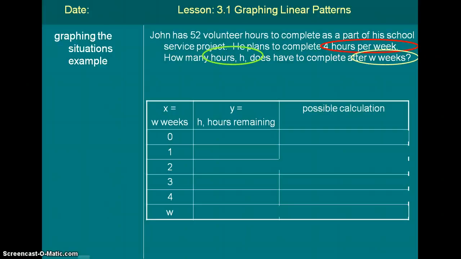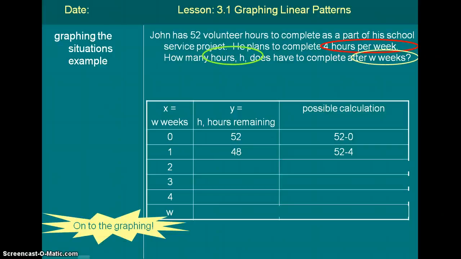We can go ahead and set up our table. After 0 weeks have passed, we know that he has 52 hours to complete. After 1 week, we know he's down to 48, 52 minus 4. After 2 weeks, we know he is down to 44, 52 minus 4 minus 4. And after 3 weeks, he's down to 40. And after 4 weeks, he's down to 36. Again, we can see our pattern here because in algebra, that's what we do.